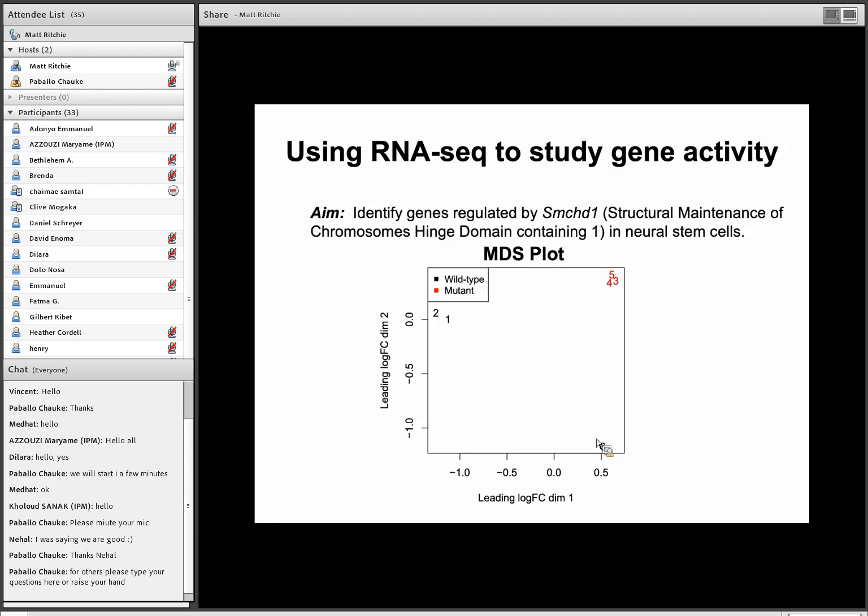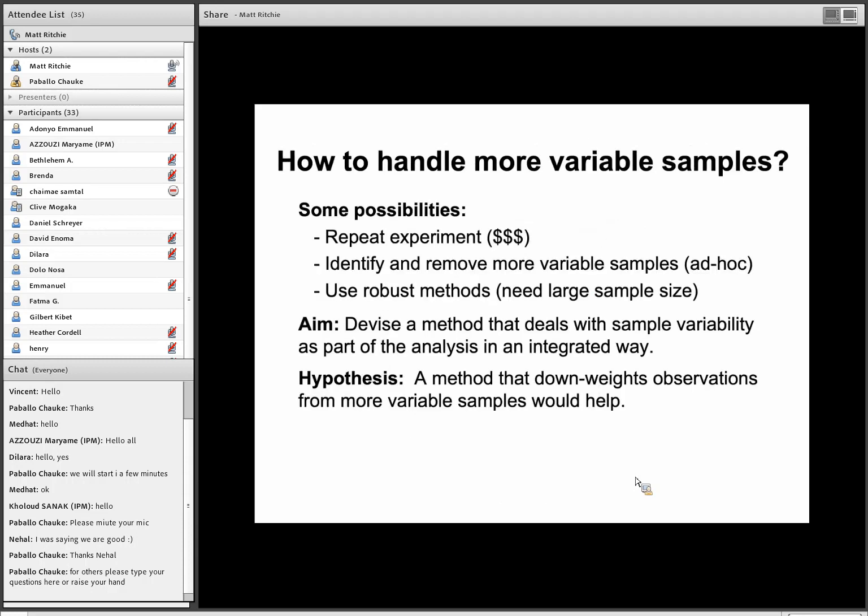And this is going to cause headaches. If we do our differential expression analysis, we basically don't find too much because there's not a lot of consistency between the replicates, which is what we're trying to look for, consistent gene expression changes that will be thrown out by this 6th wild-type sample. So how do we handle this situation, which happens quite often, I find?